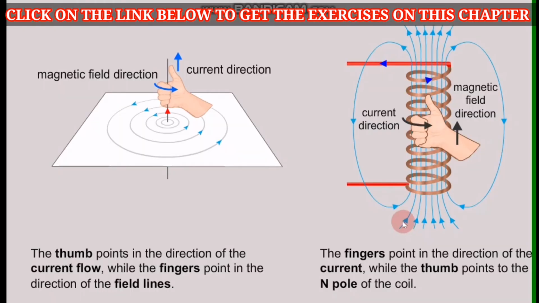So all these current carrying conductors, a straight wire, a coil, and a solenoid, are called electromagnets. What is an electromagnet? An electromagnet is a temporary magnet where the conductor becomes a magnet when there is a current flowing through it. And when the current stops flowing, it will lose the magnetism.